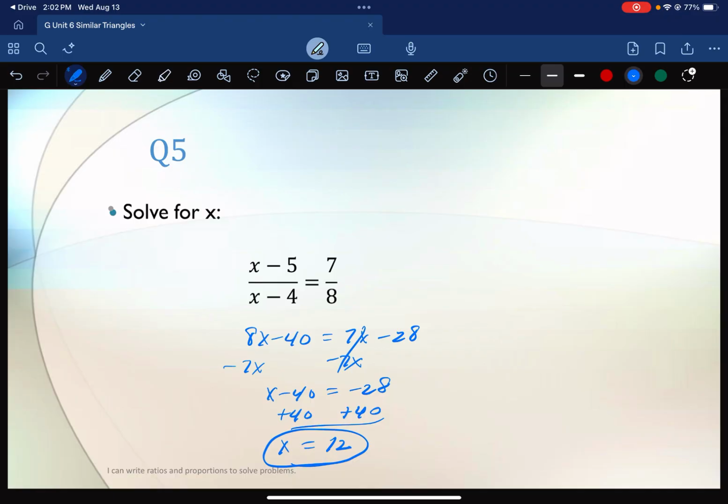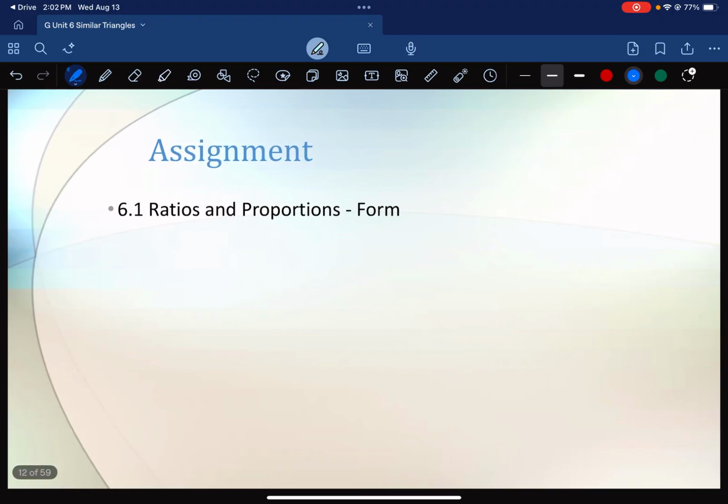Okay. Just remember when you cross multiply, in this case, because these two are binomials, there's 2 terms. You have to multiply the 8 by both of them. The 8, the x and the 5, the x and the negative 5, and then the 7 times the x and the 7 times the negative 4. Okay, you'll find form, ratios, and proportions, and you can work on those. I think there's 10 questions there.